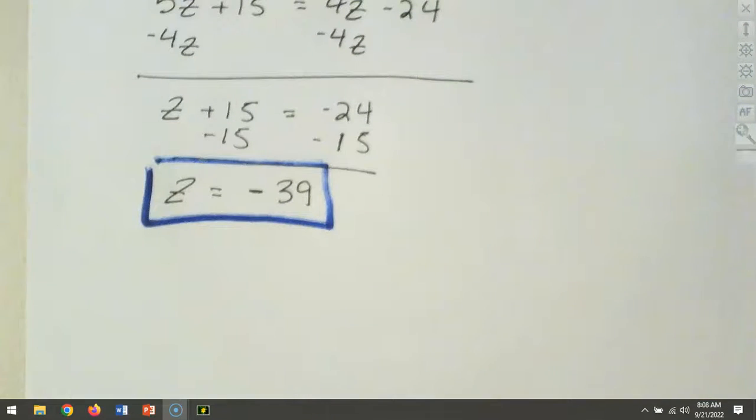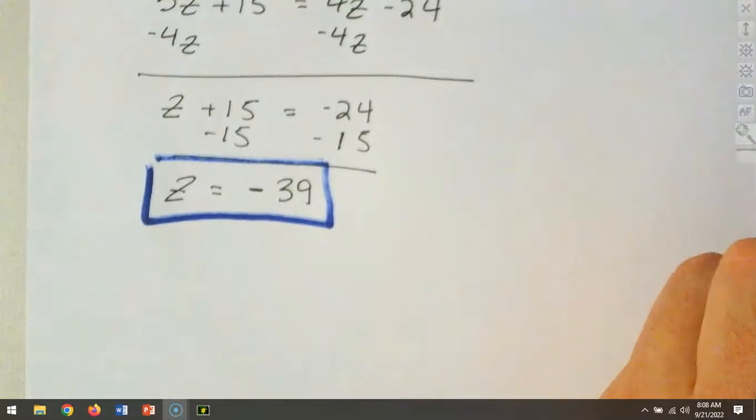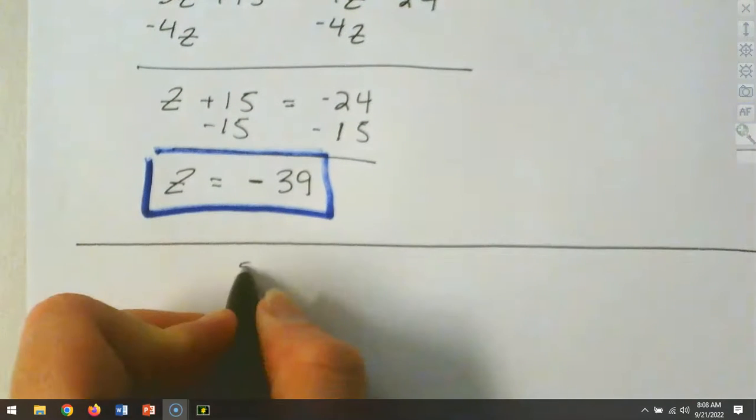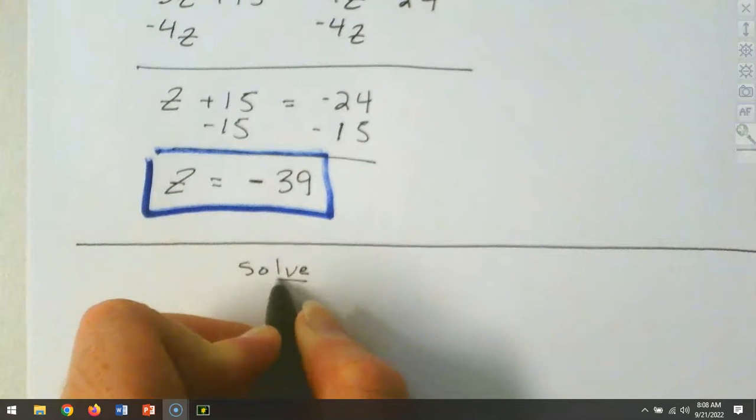Let's do some more of these. How about we try to solve this one? They're all a little bit different.